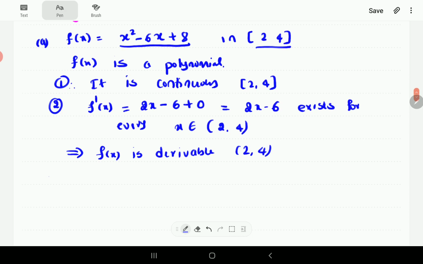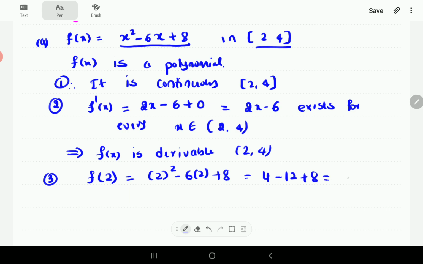Now the third condition: let us check f at the endpoints. f at 2: since our function is x square minus 6x plus 8, wherever x is there, put 2. So 2 square minus 6 into 2 plus 8, which is 4 minus 12 plus 8, so 12 minus 12, which is 0. Similarly, let us check f at 4. This is simply 4 square minus 6 into 4 plus 8, which is 16 minus 24 plus 8.